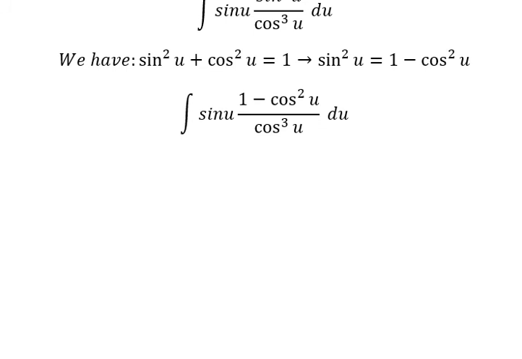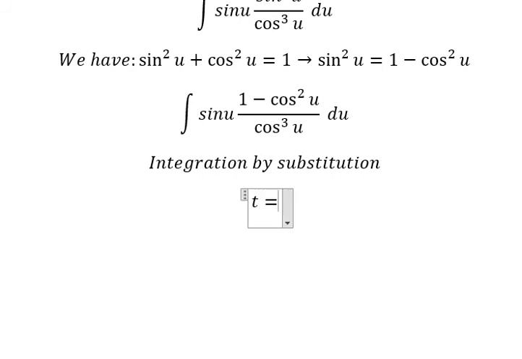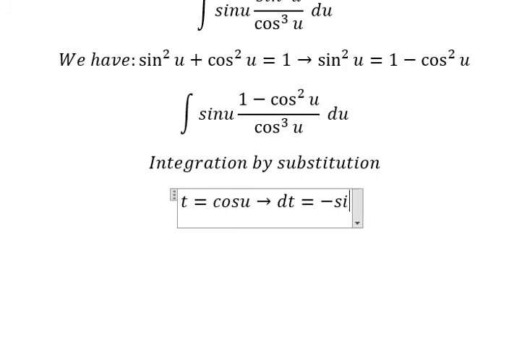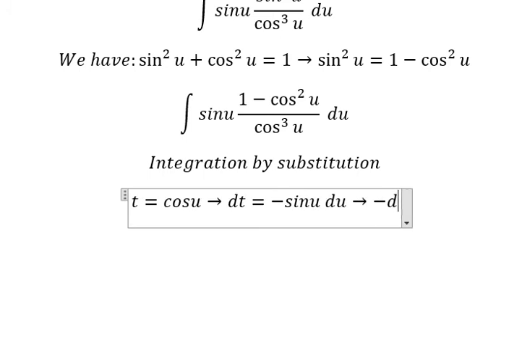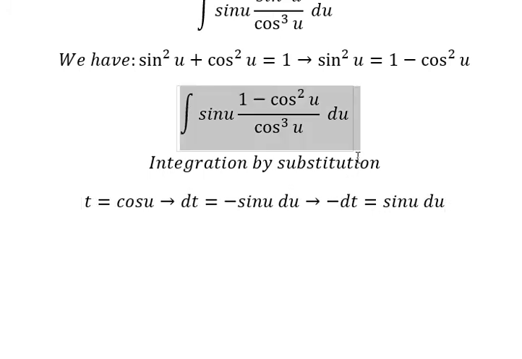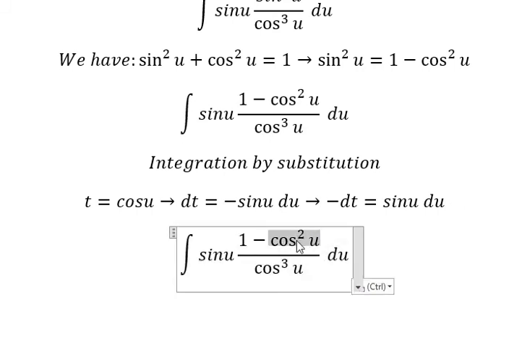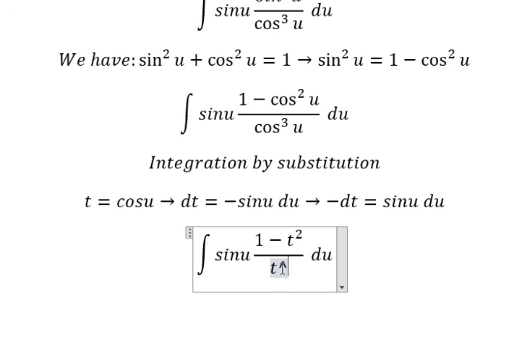Next, we can use integration by substitution. So I will put t equals cosine u. Later, we take the first derivative of both sides, and we have negative sin u du. Because we don't have the negative sign in here, I will put the negative to the left. This one we change by t. sin u du we change by negative dt.